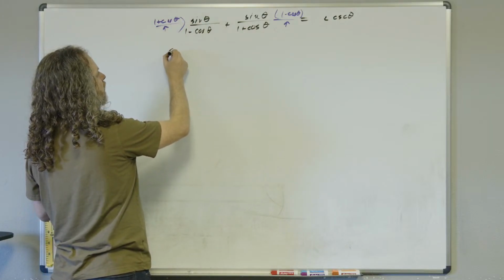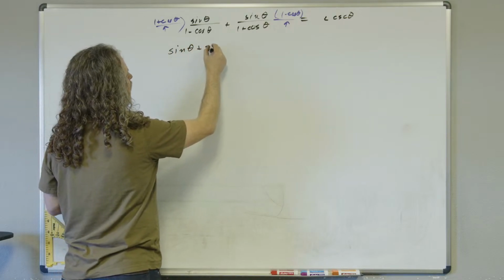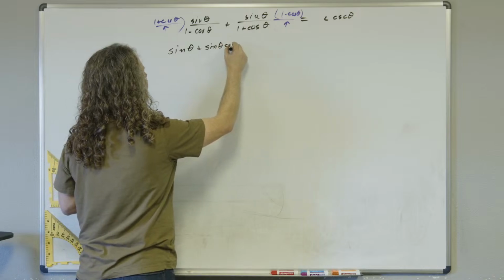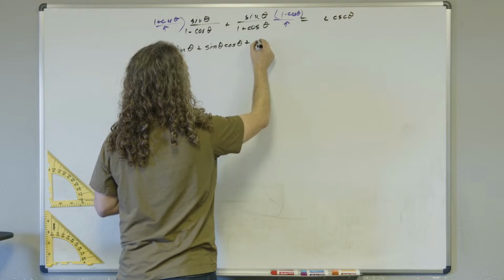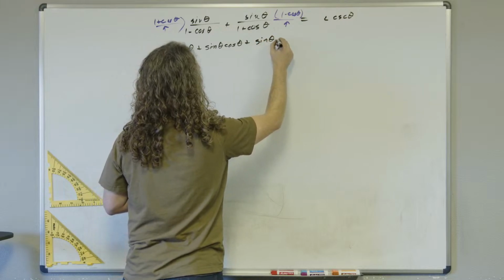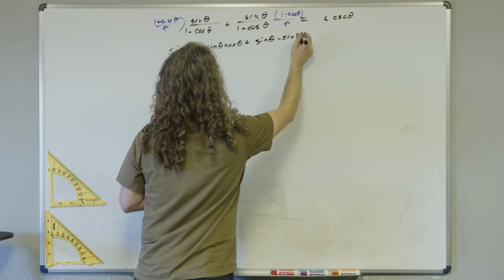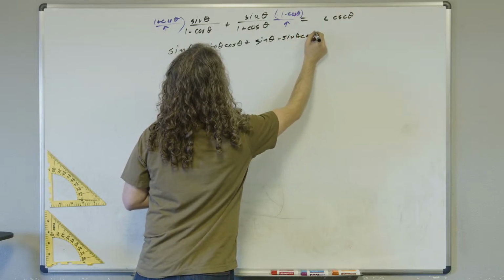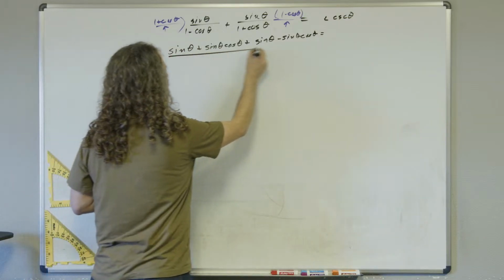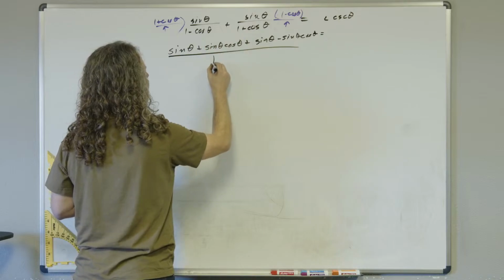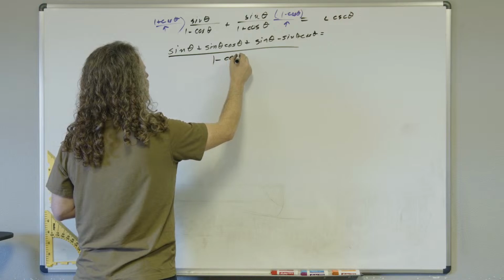So on this one, we've got sine theta plus sine theta cosine theta. And then this one we've got plus sine theta minus sine theta cosine theta. That's still supposed to equal 2 cosecant somehow. And then in the denominator, 1 times 1 is 1, and then we've got negative cosine squared theta.